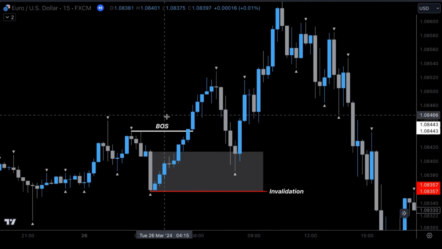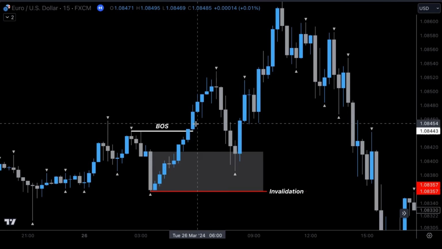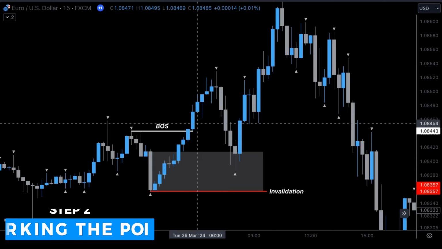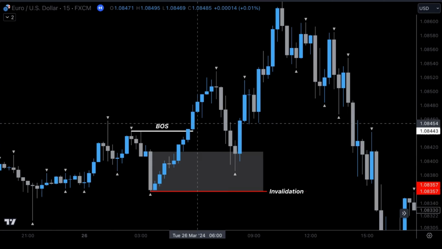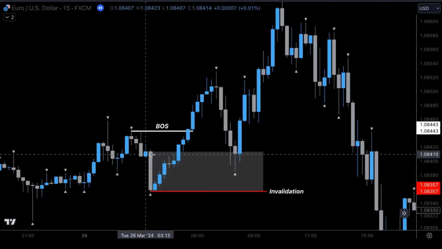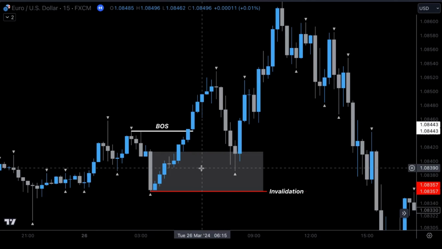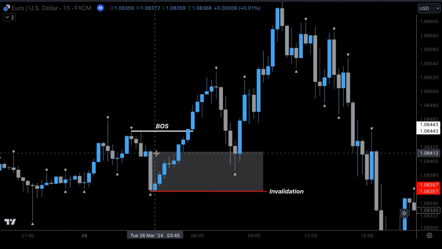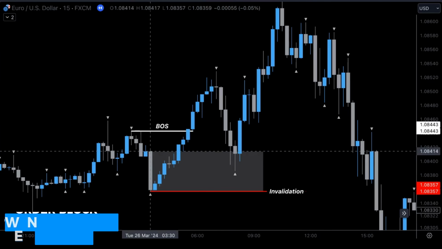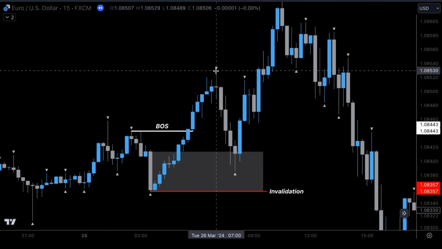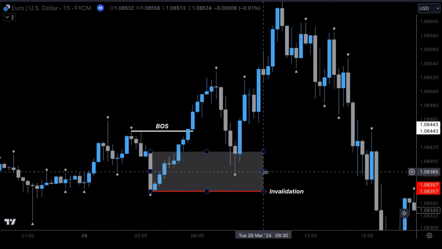Now that we've identified the strong break of structure, step number two is marking on the point of interest. Essentially the point of interest is just the area where you're going to be looking at getting long on the market, and we identify this through an order block. I think a lot of other channels or creators tend to overcomplicate order blocks because they are very, very simple. Simply put, order blocks are essentially the last down candle before the strong break of structure.